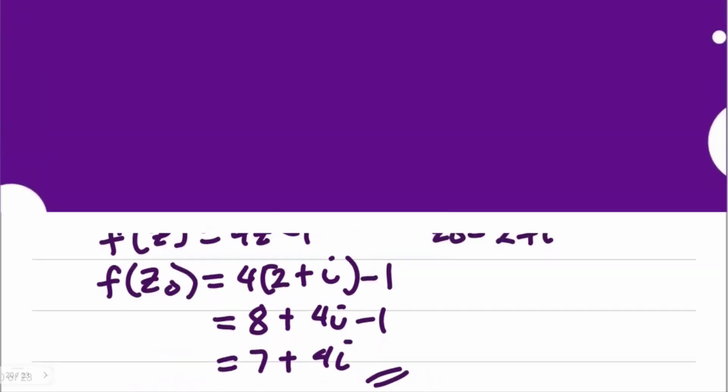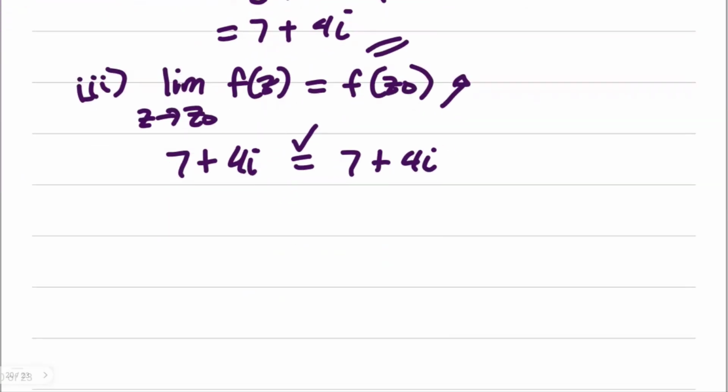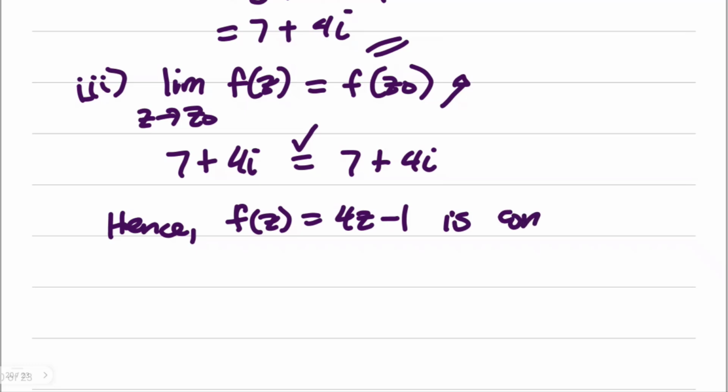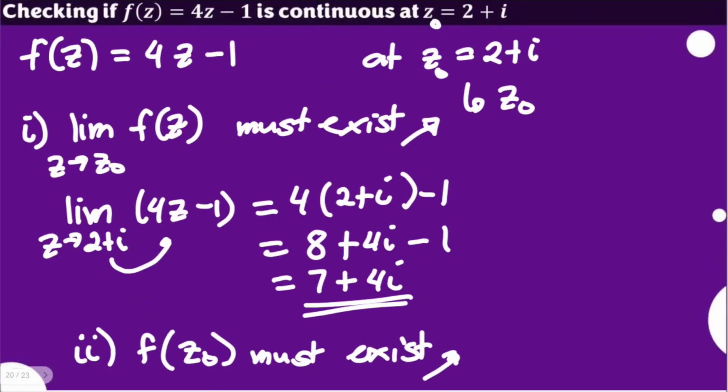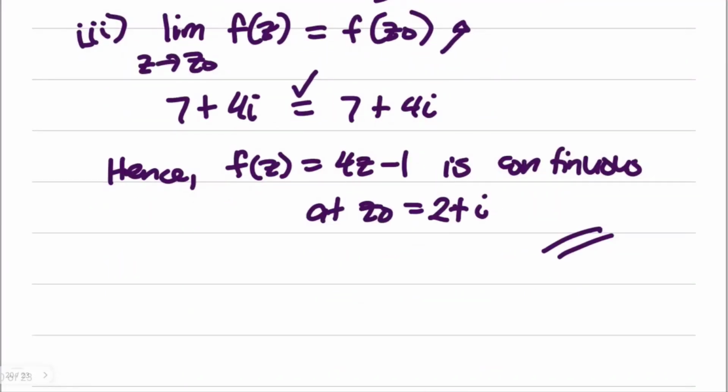Now with these 3 conditions satisfied, we can say, therefore, that the function f of z equal to 4z minus 1 is continuous at z sub 0 equal to 2 plus i. This has been satisfied because all 3 conditions have been met. Again, if the first or second condition had been negated or refuted, we wouldn't need to proceed to the next steps. But since all of them are satisfied, we have this final answer.